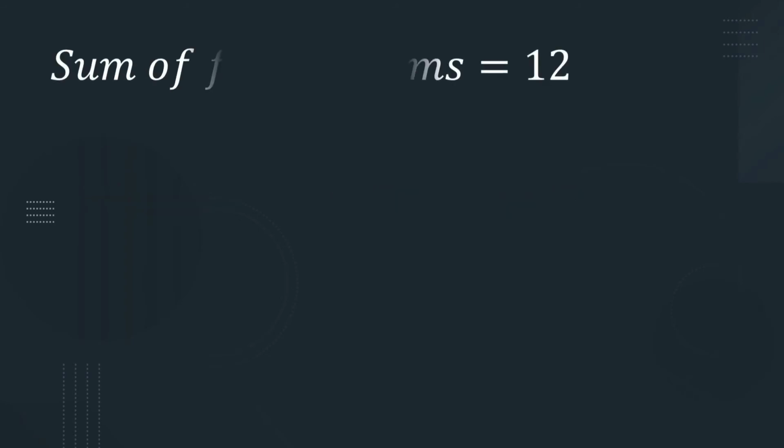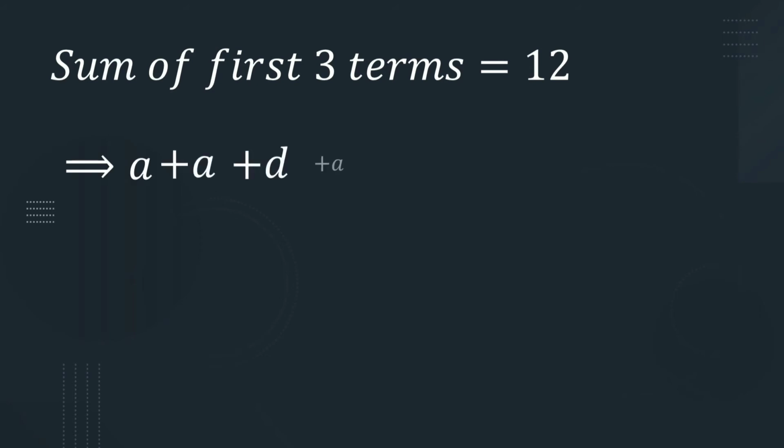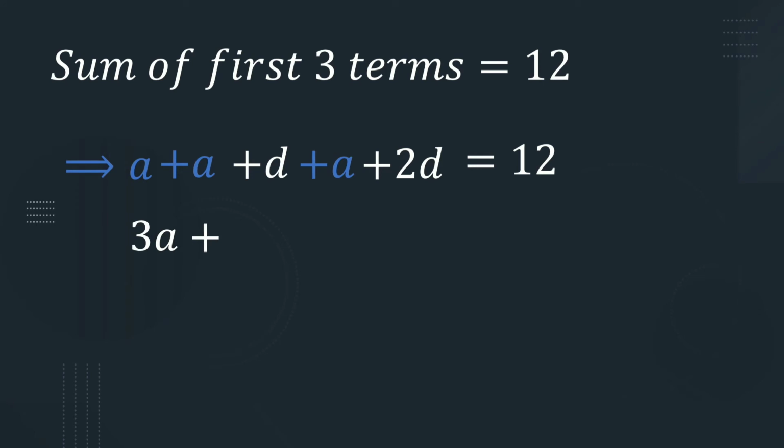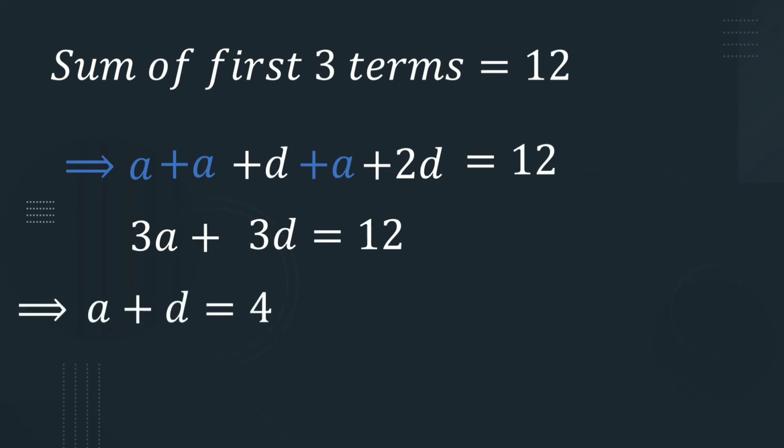Sum of first 3 terms is 12. So a plus (a plus d) plus (a plus 2d) is equal to 12. We collect all the a's, that is 3a, and the d's, that is 3d, equal to 12. We can take out the 3 because 3 is common here. a plus d is equal to 4, which is equation number 1.